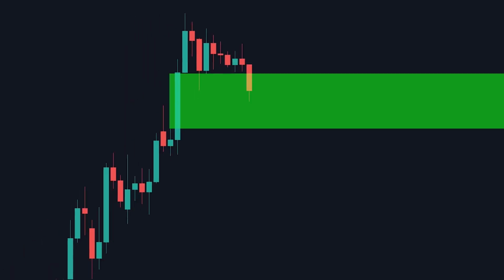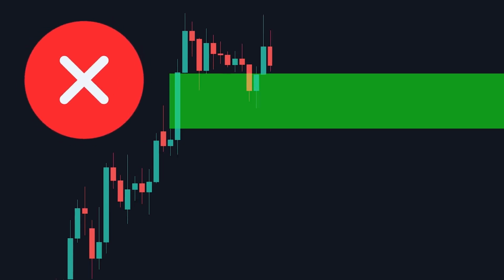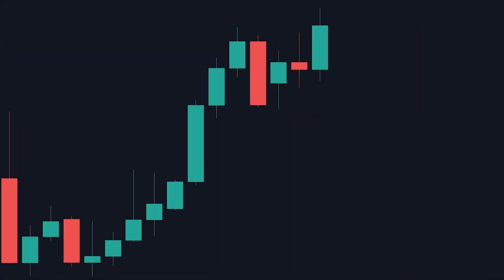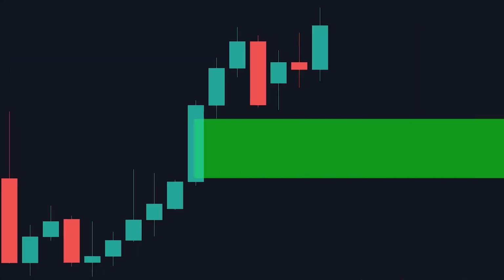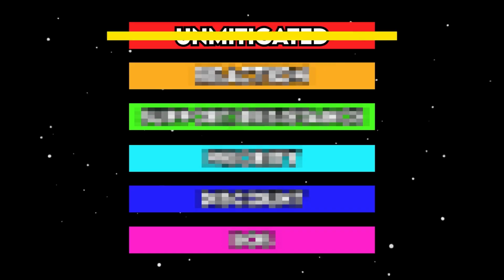For instance, after this gap formed on the chart, price dropped back to it quickly, then rose again. If price revisits this zone, it's no longer a valid gap. A valid gap must be untested and unmitigated initially. If tested, the gap becomes invalid. Avoid trading it. Now, on to the second condition for gap validation.